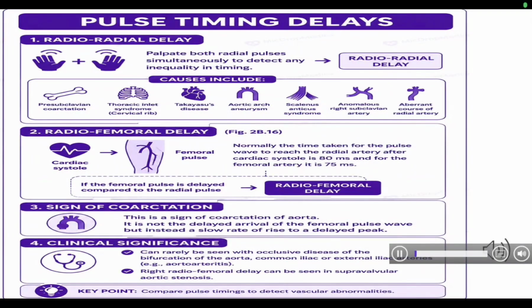What if the delay or the difference in volume is between the left wrist and the right wrist? That is a radioradial delay. To check this, pull both of the patient's wrists close together in front of them and palpate both radial pulses at the exact same time. If one side is weaker or delayed, it means there is an anatomical obstruction affecting only one arm's arterial supply.